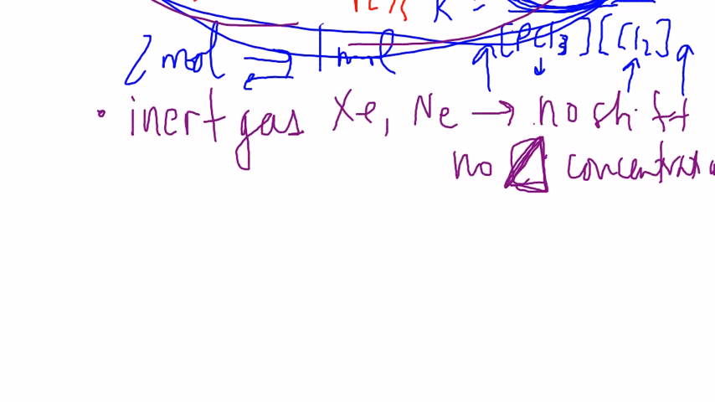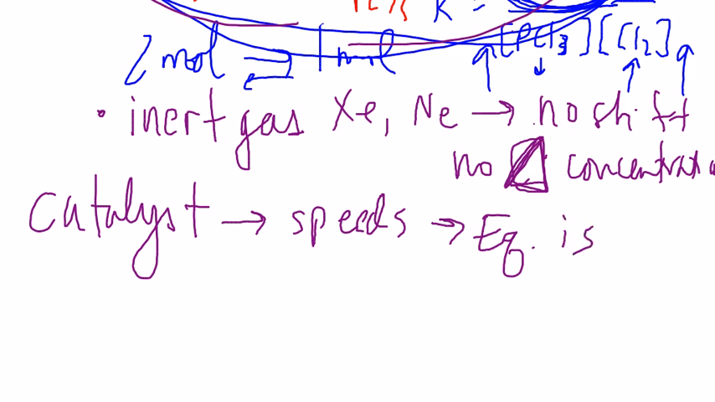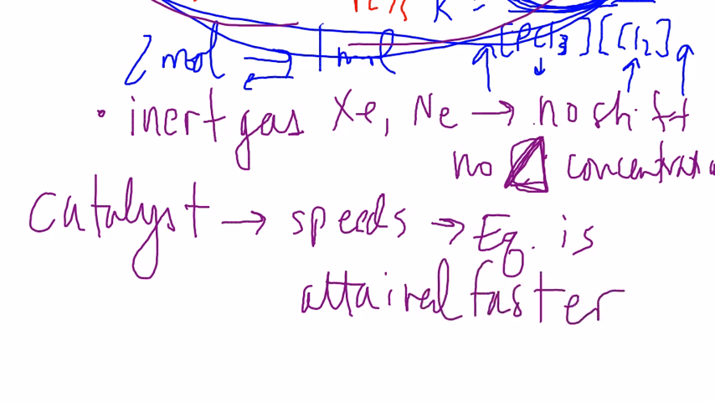A couple more things to consider. The effect of a catalyst. Now, a catalyst, as you learned in our chapter on kinetics, speeds up a chemical reaction. It gets you to equilibrium faster. So it gets you to the equilibrium state more quickly, but it does not change the equilibrium constant.